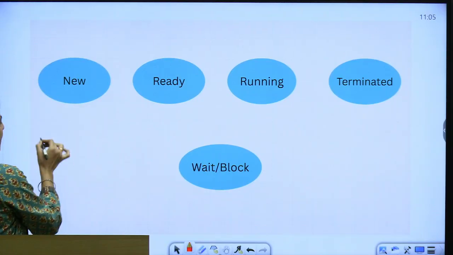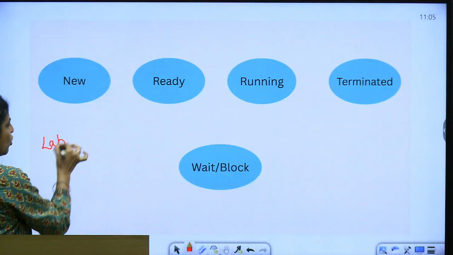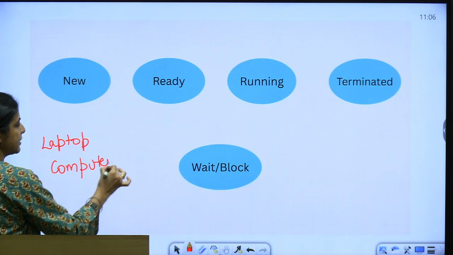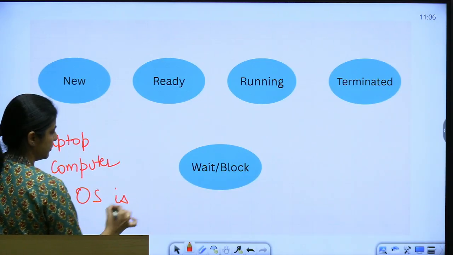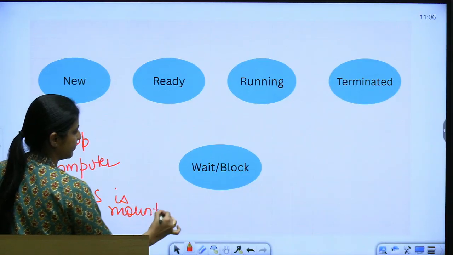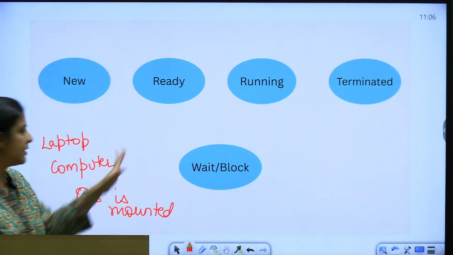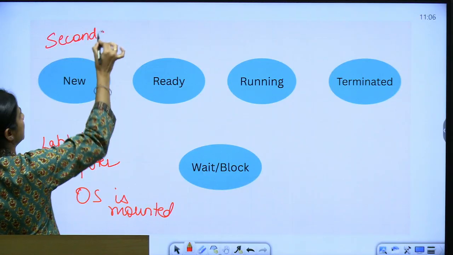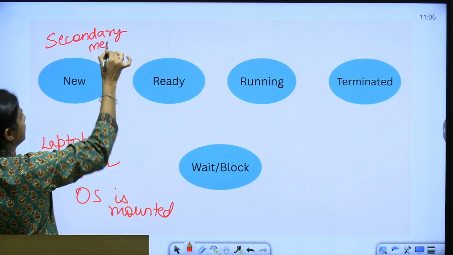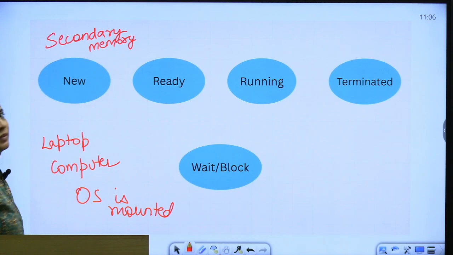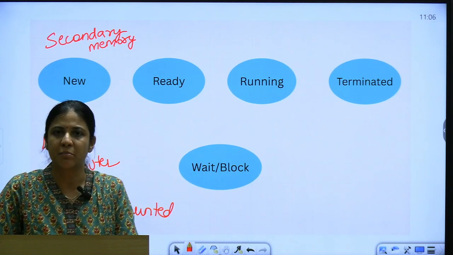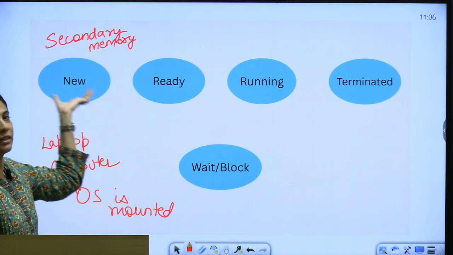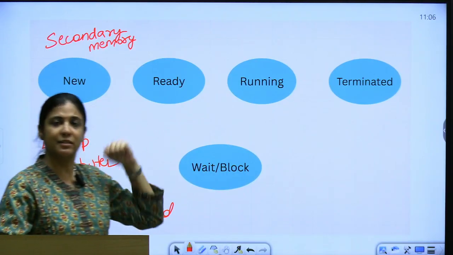For example, whenever we start our laptop or computer, the first thing that happens is the OS is mounted. Where is this work happening? This work is happening in secondary memory. There is a size for secondary memory and also for RAM. Whenever the OS has been mounted, that means the process has been created and its state is new.